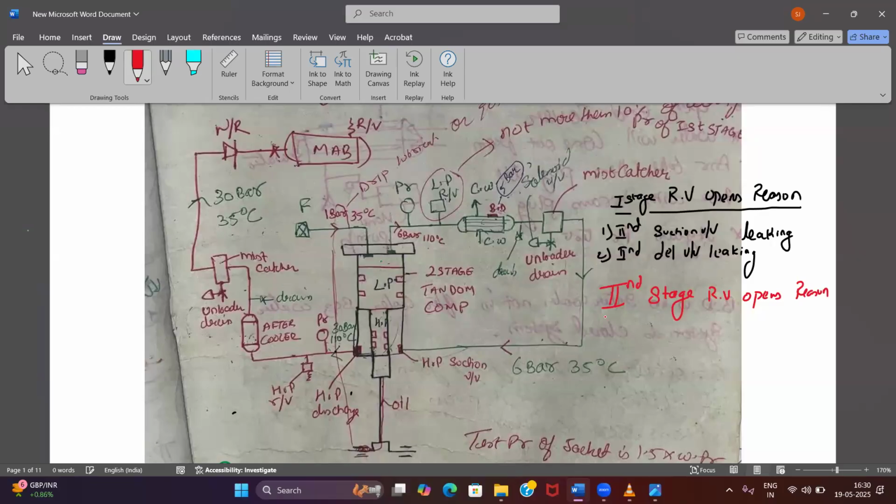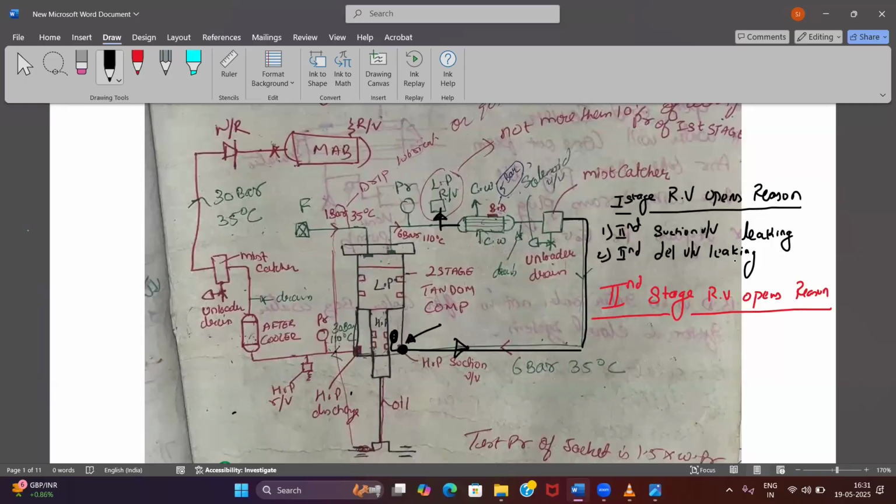The first reason for your first stage relief valve opening is if the second stage suction valve is leaking. If this valve is leaking, whatever pressure it is generating inside will be released back. If it is not closing or is leaking, it will release the pressure back to the system, which will obviously be more than 6 bar. Yes, sir, suction valve understood. Good, so it will open up your relief valve.